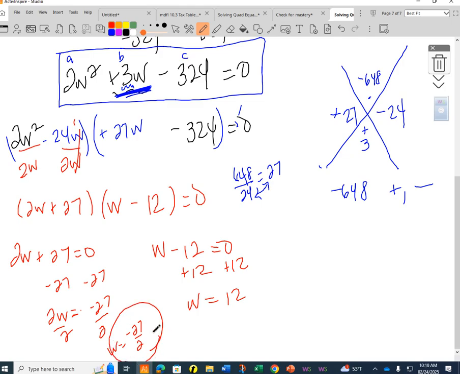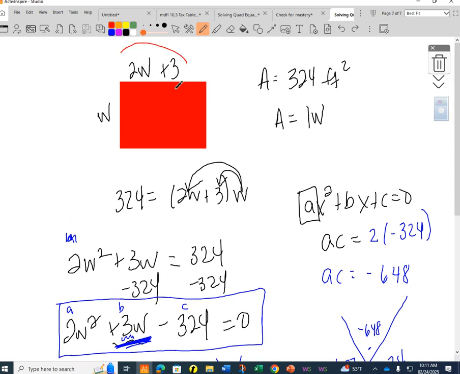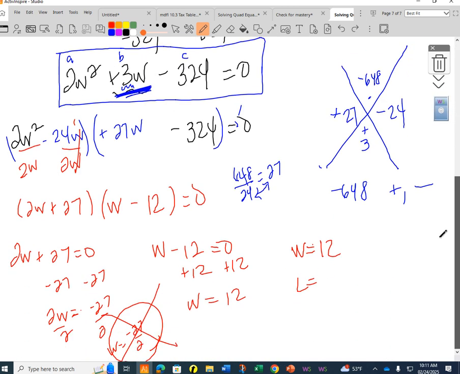Can length be a negative number? So when you have real world problems, you sometimes have to kick out one of the solutions, right? So now we know the width is 12, and now we need to find the length. Well, we wrote our equation. The length is 2W plus 3, so we can plug in now. We know that the width is 12, so 2 times 12 plus 3. So our length is 27, and our width is 12.